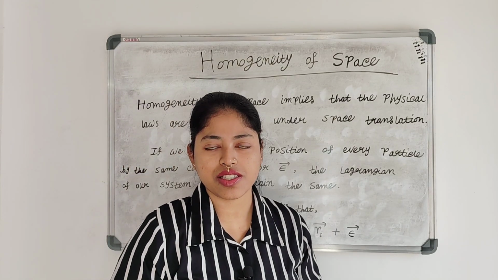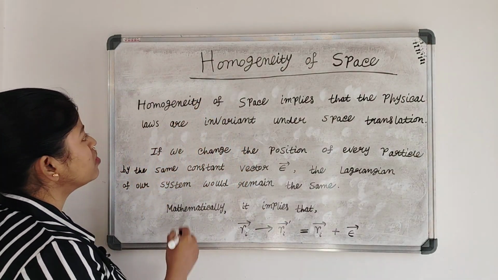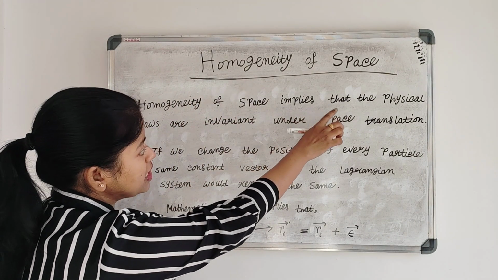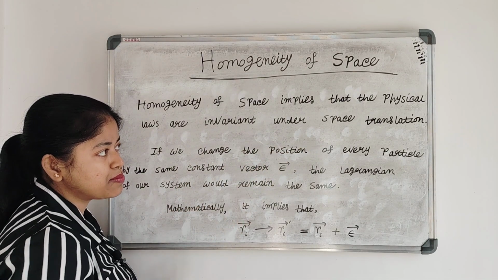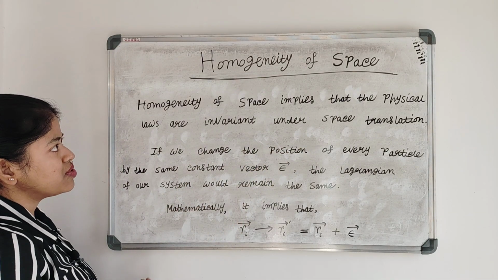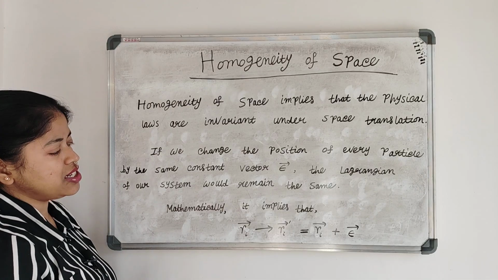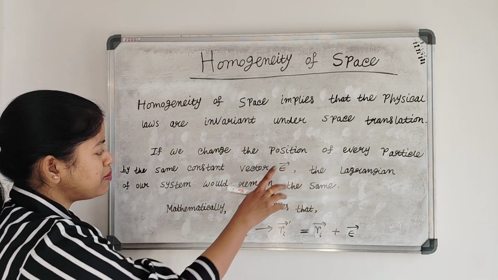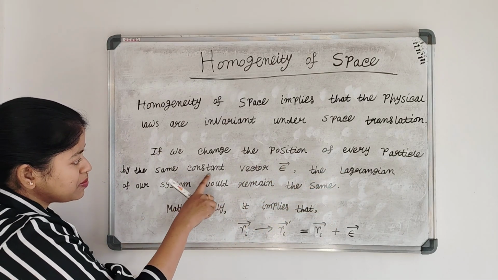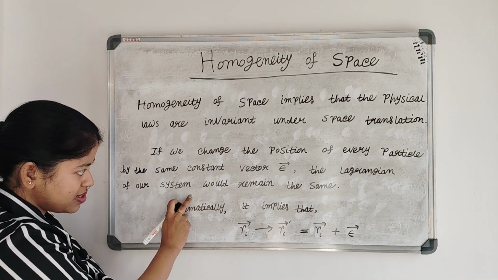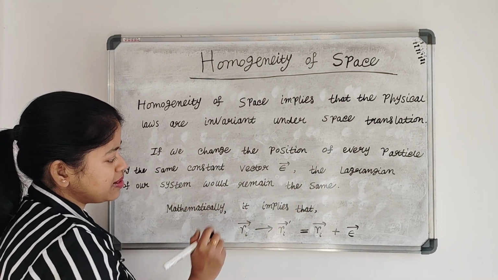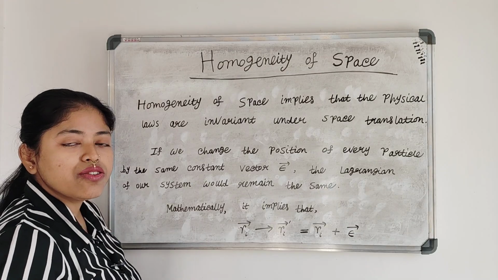Now, the homogeneity of space. The homogeneity of space implies that the physical laws are invariant under space translation. So if we change the position of every particle by the same constant vector epsilon, the Lagrangian of our system would remain the same. So mathematically, what does it imply?